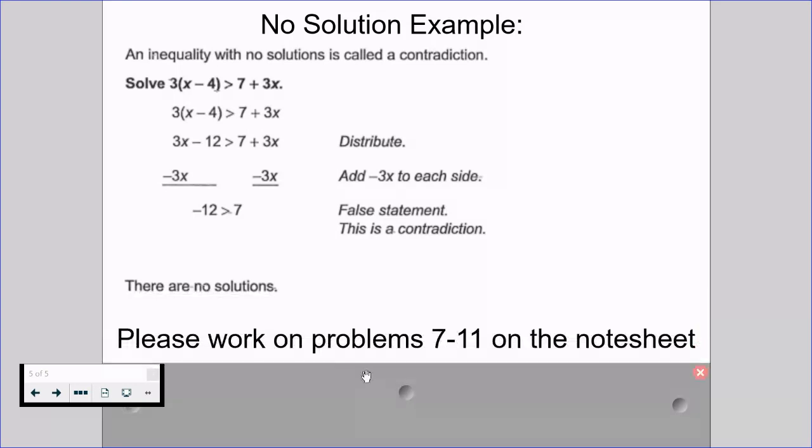With that in mind, folks, please work on problems 7 through 11 on the note sheet provided. If you have any questions, please jot them on the Edpuzzle or on the video, and please bring them to class. You're working really hard, folks.